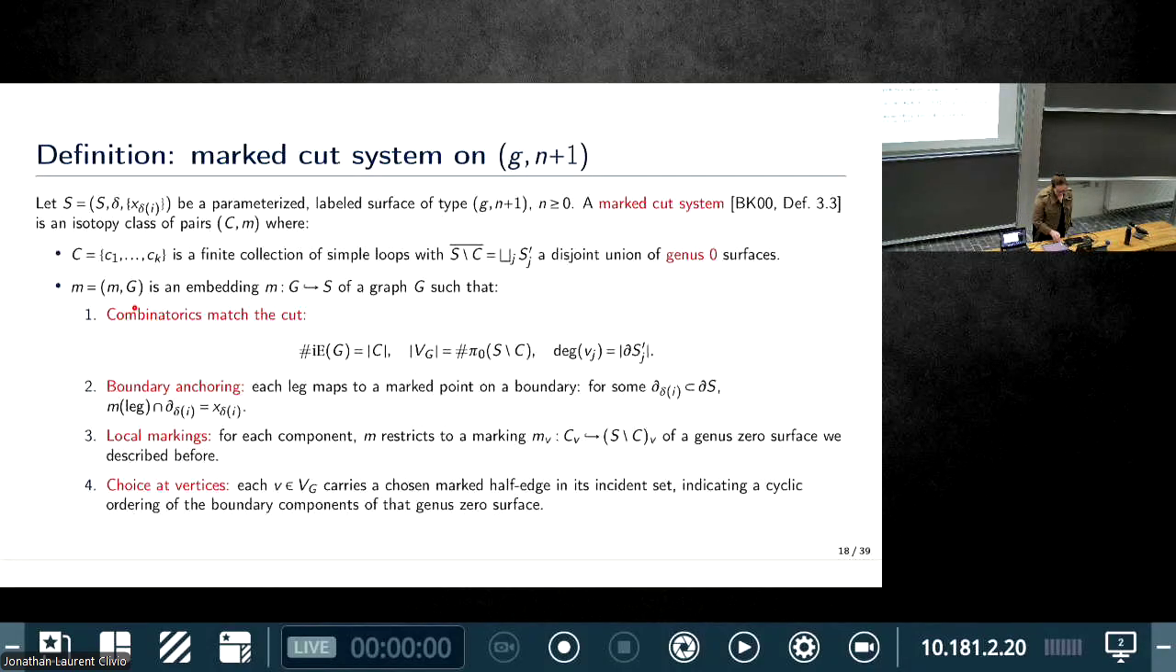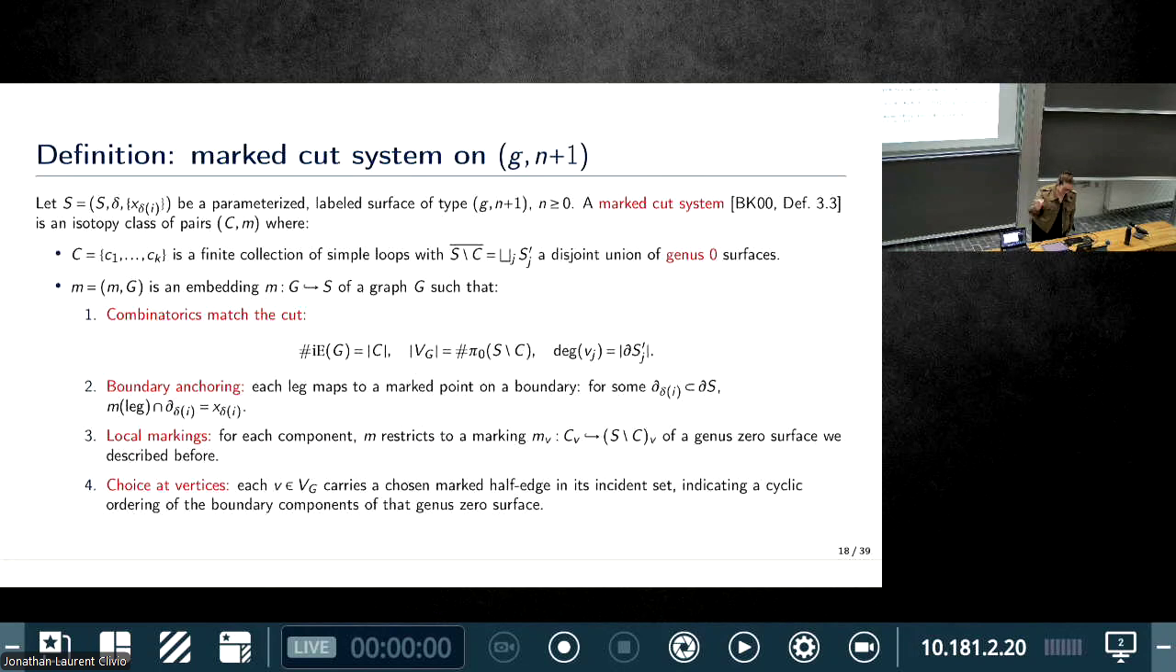And then I'm going to actually give an embedding of a simply connected graph, such that the combinatorics of the graph match the cut system. Right? So I want the inner edges of G to map to the curves in my cut system. I want the vertices to map to the connected components of the resulting thing, and I should say neighborhood. The number of edges adjacent to each vertex should correspond to the boundary components of the resulting surface.